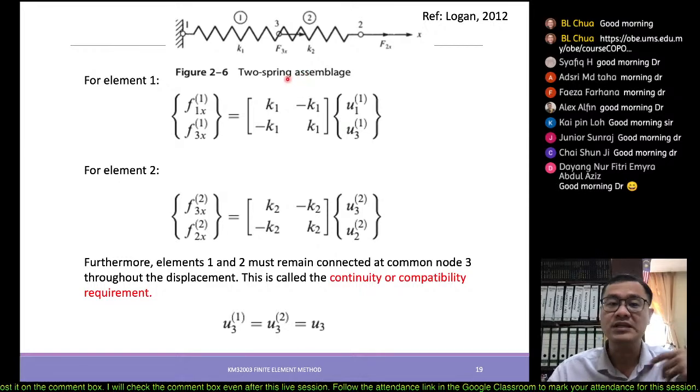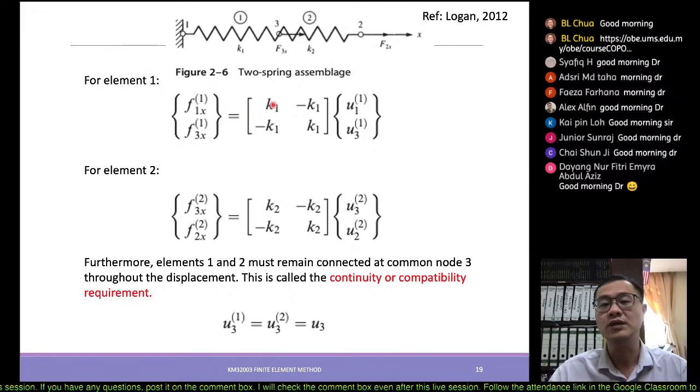Since we have more than one spring, or more than one element, in this case it's better for us to put a subscript, or numbering, for every single stiffness. So for element number one, we put k1, minus k1, minus k1, k1.